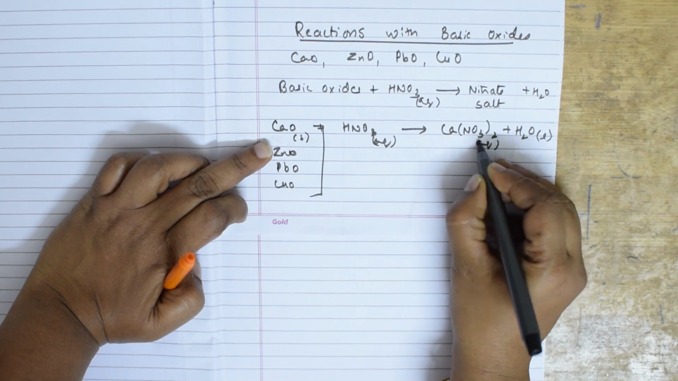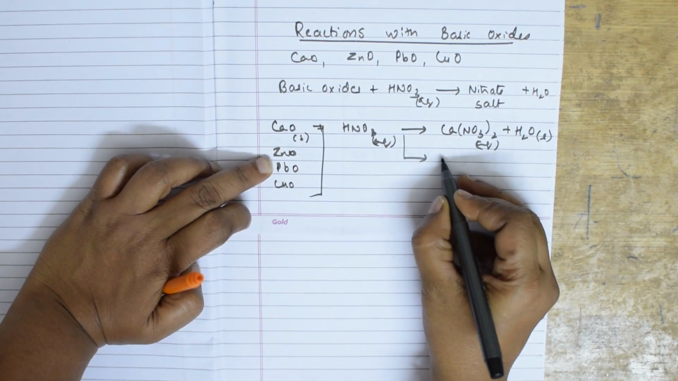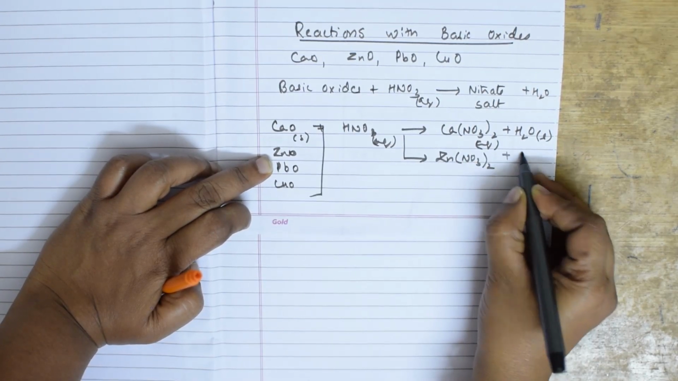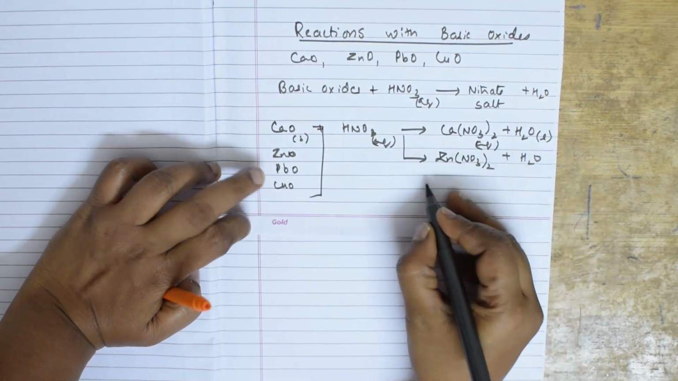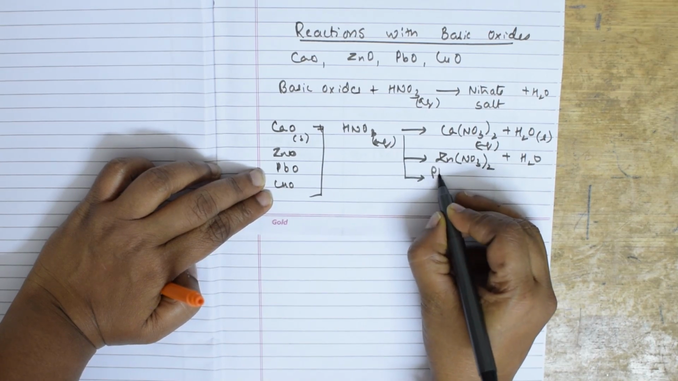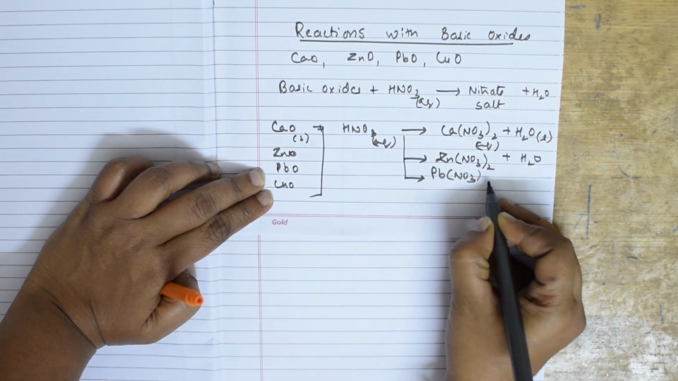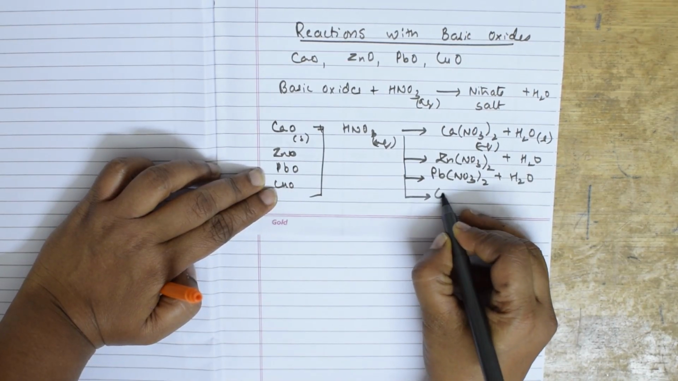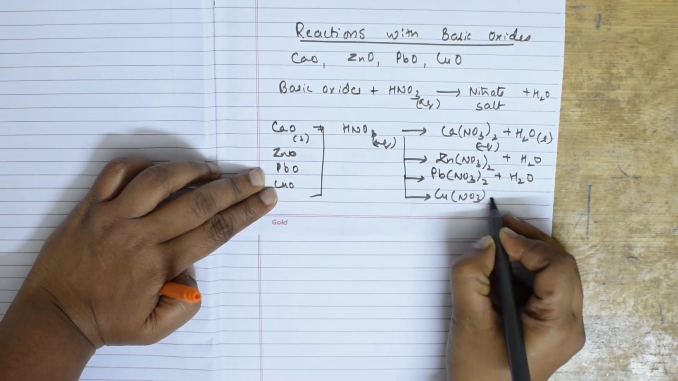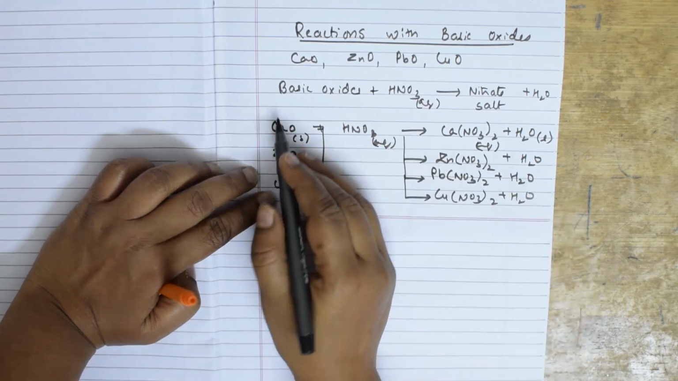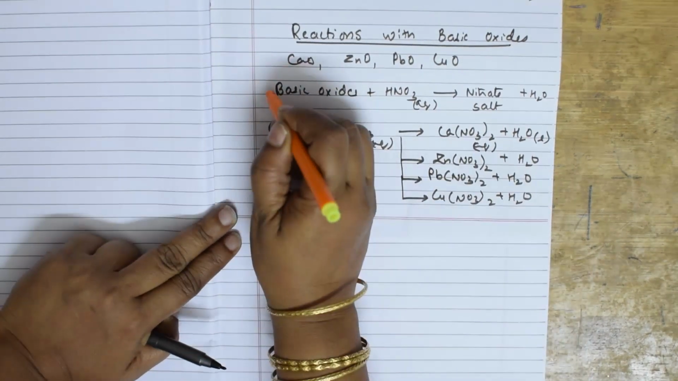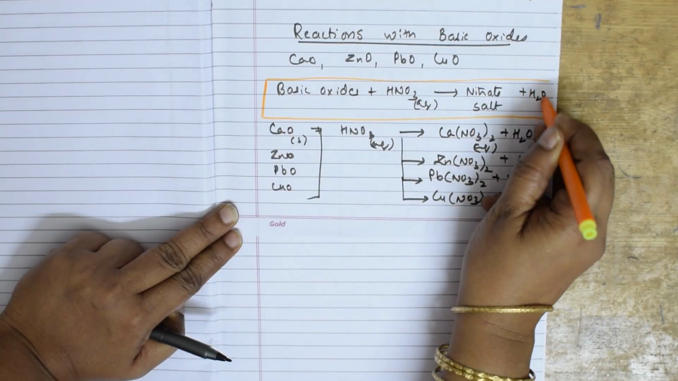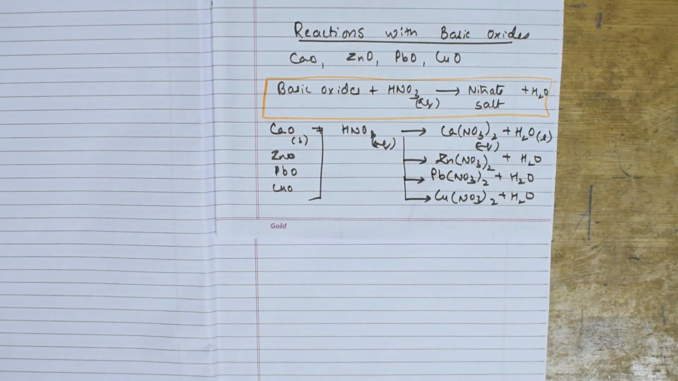This is the aqueous form. In the second case, what do I get? I get zinc nitrate plus water, same, aqueous and liquid. In this case, I get lead nitrate plus water, same, aqueous and liquid. In the copper case, I get copper nitrate plus water. This is done, students. So remember, when basic oxides react with aqueous HNO3, this is the product which is formed. Hope this is clear, students.